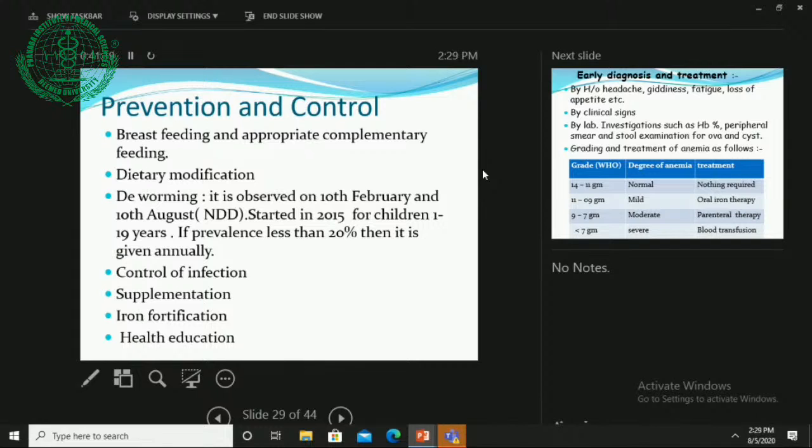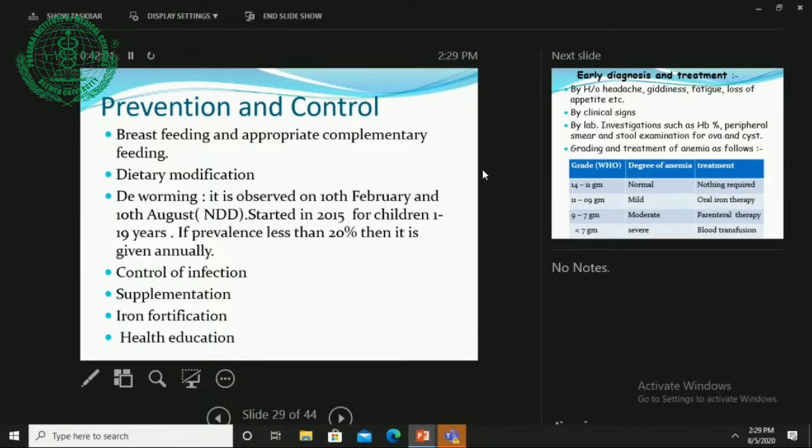The problem of anemia starts when you start weaning the child. So care should be taken for proper feeding of the child, and complementary feeding should be done, and appropriate feeding should be done for the child. Then about dietary modifications, you need to give advice regarding dietary modifications to avoid the inhibitors. The first one is to avoid the inhibitors in diet. Like phytates can be avoided by proper cooking of the pulses. Then sprouting will enhance the nutritive value of pulses.